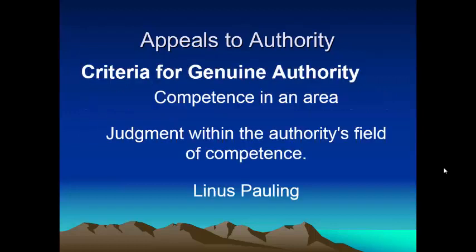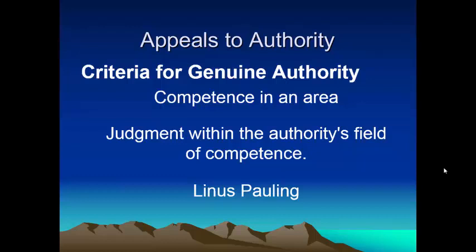Another issue in appealing to authority is you have to think about criteria for genuine authority. One is the person has to have competence in the area in which they're making a judgment. In other words, it's within the field that they study. One difficult case is Linus Pauling, who may be the greatest American scientist in history. He got 2 Nobel Prizes awarded to him alone. Amazing man. Worked with quantum chemistry.